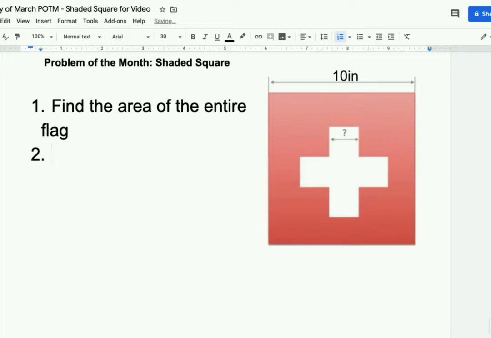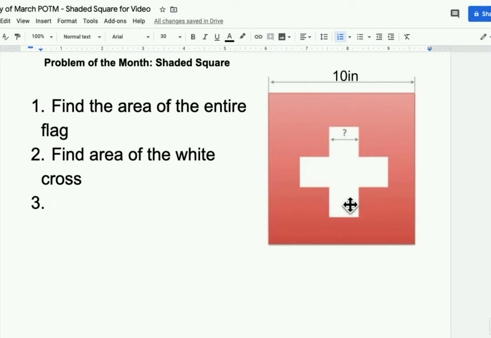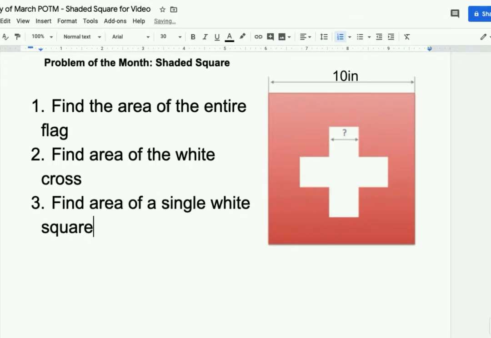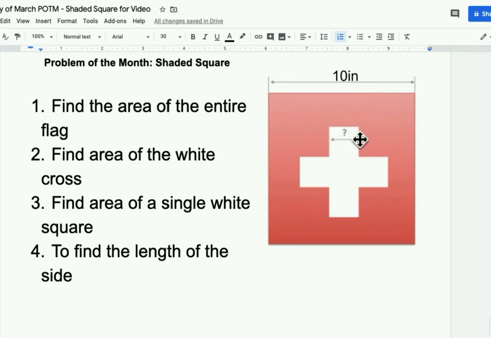The second thing I'd recommend is, once you've found the area of the entire flag, use that to figure out the area of the white cross in the center. Once you've done that, you know that the white cross is made up of 5 separate squares. Find the area of a single white square. I know the area of the whole white cross, so what's the area of one square? And then finally, use that to find the length of the side. Find the side of one white square.